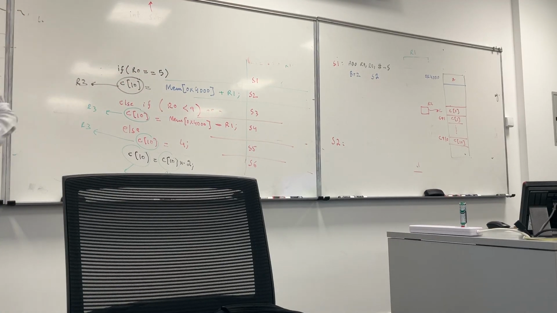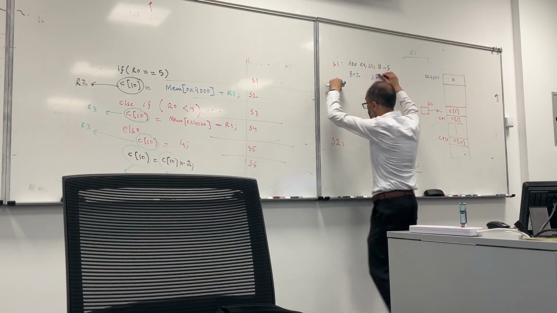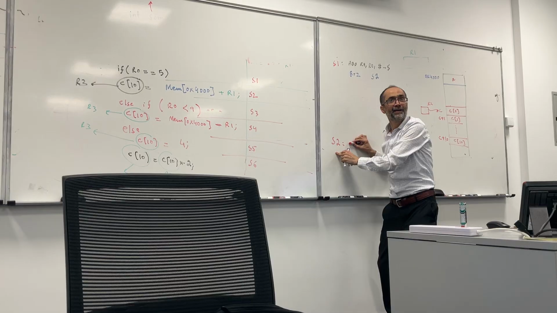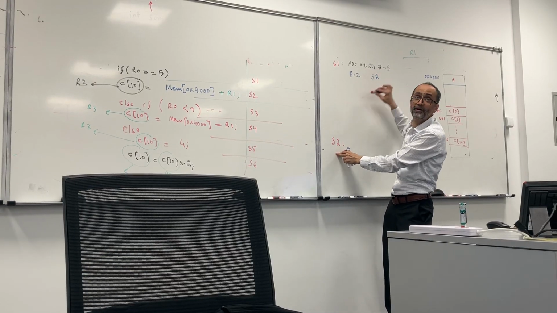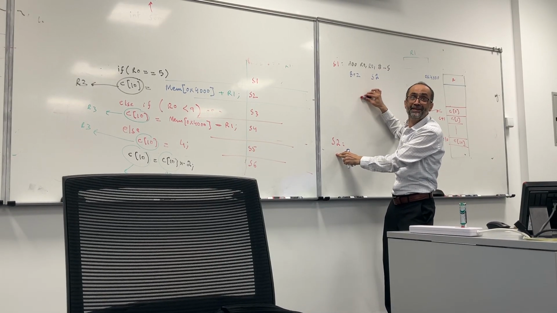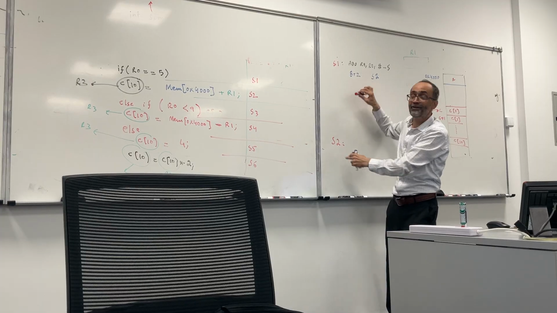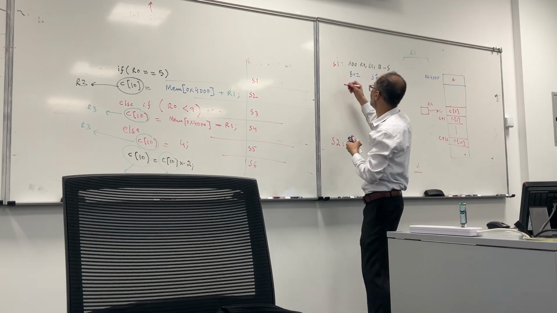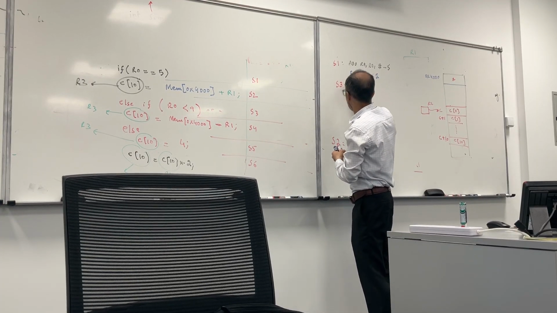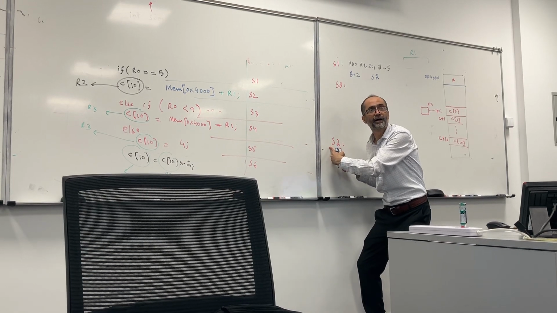But if this condition is false, there are two possibilities. If this condition is true, we will jump to S2. If this condition is false, we will jump to the next line, S3. We will do it later on.